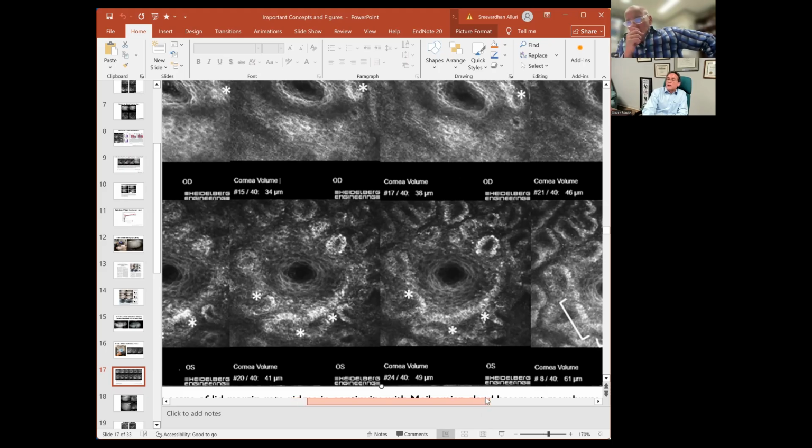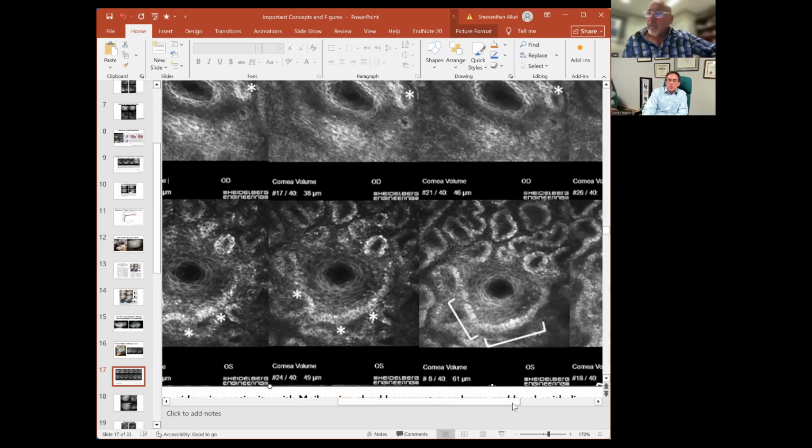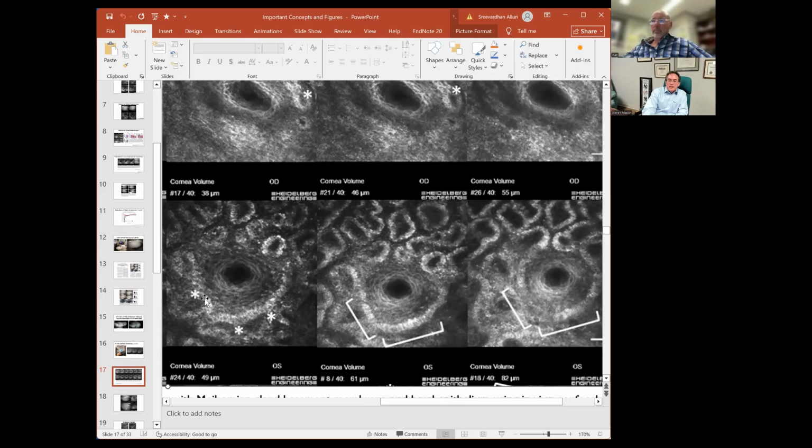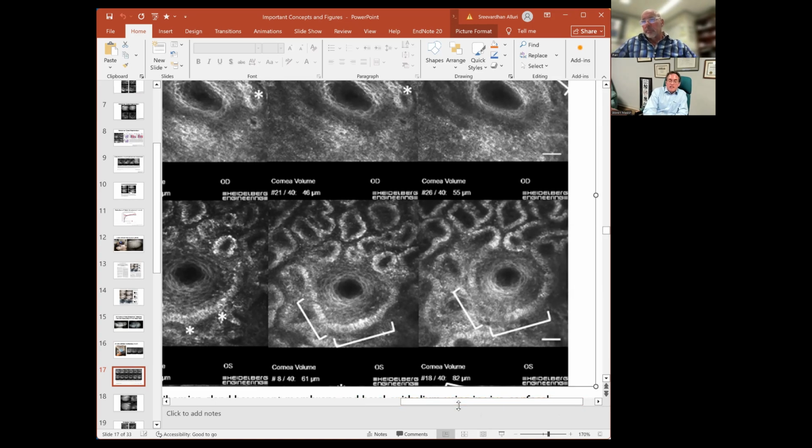As we go to the right, you're at 61 now. You can see how beautiful the basement membrane is formed from those ridges. So this is a healthy meibomian gland. This may or may not have MGD. That's not the point. The point is that our discovery we reported last year is the key function of these ridges in the healthy meibomian gland. Okay, next slide.